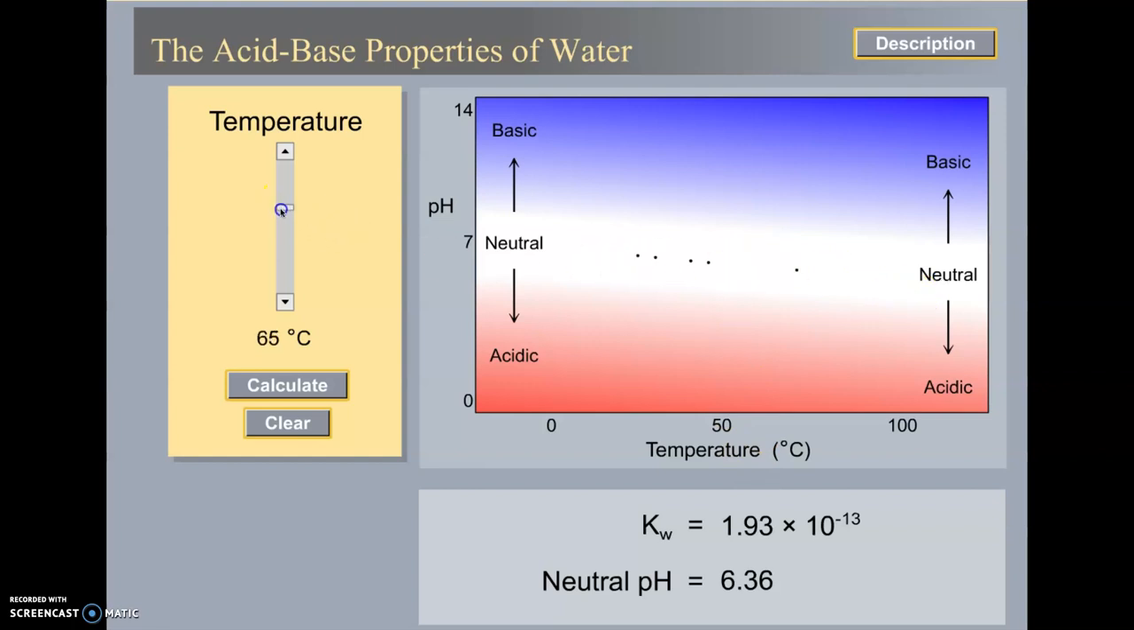That means it will also increase if you decrease the temperature. So if I go to 10 degrees Celsius and calculate that, now I'm over here, and my neutral pH is 7.26. And again, remember, this is because the equilibrium constant, Kw, is equal to the ratio of the rate constants in the forward direction over the rate constant in the reverse direction. So as I change the temperature, I change those rate constants, and the ratio of them is going to change.